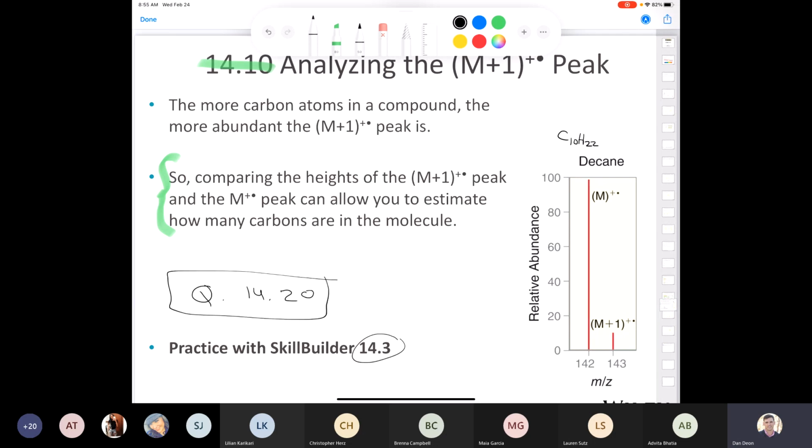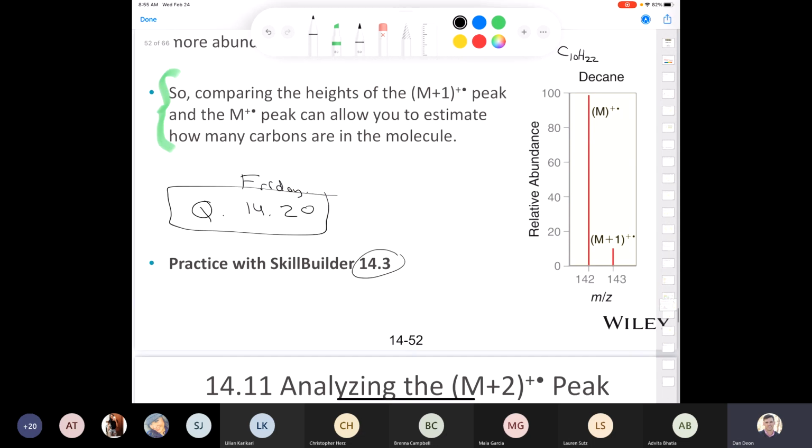Okay, so on Friday, we're going to take a look at this question, and we're going to actually just look at some data and be able to determine the number of carbon atoms in a compound, okay? I want you to take a look at it before class on Friday, especially if you can, please, and we'll take a look at it on Friday.